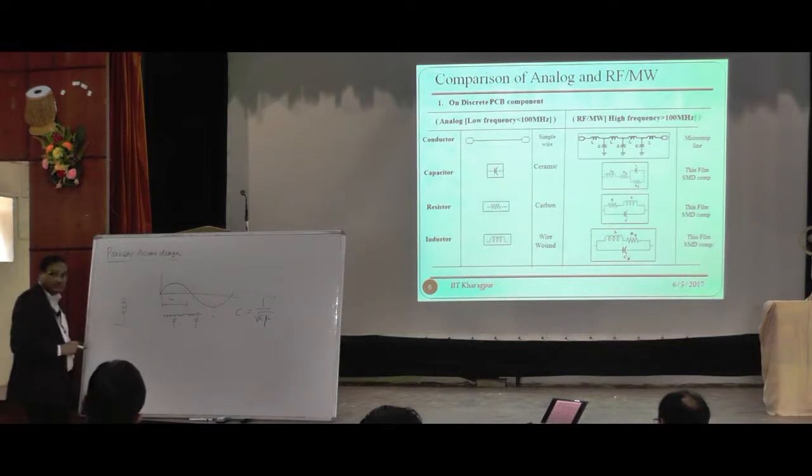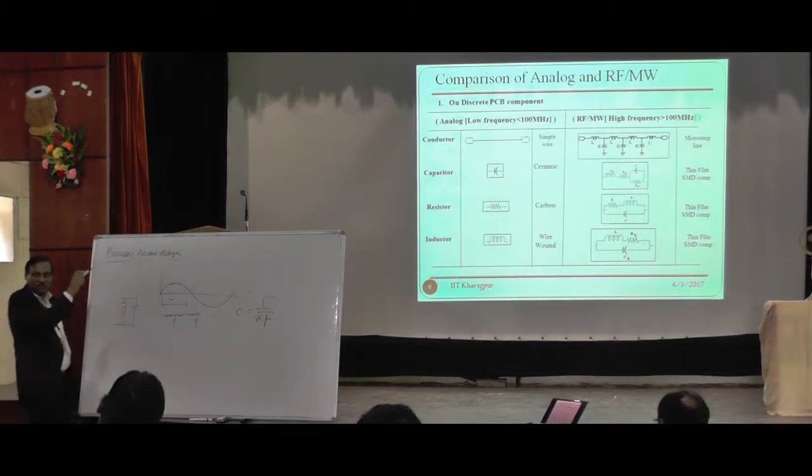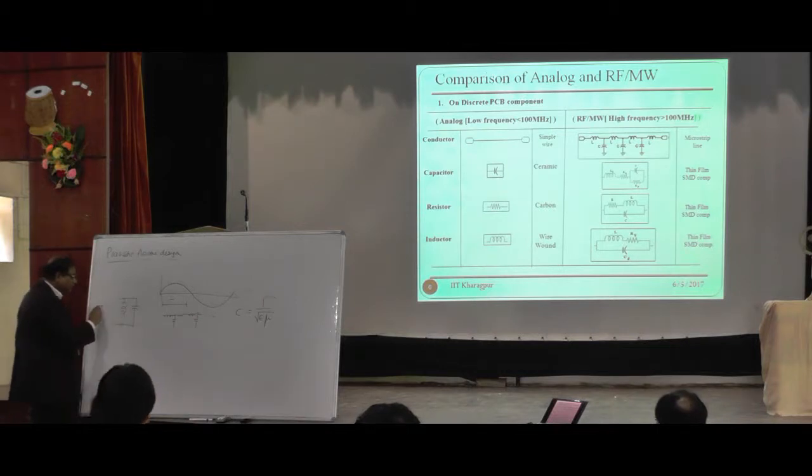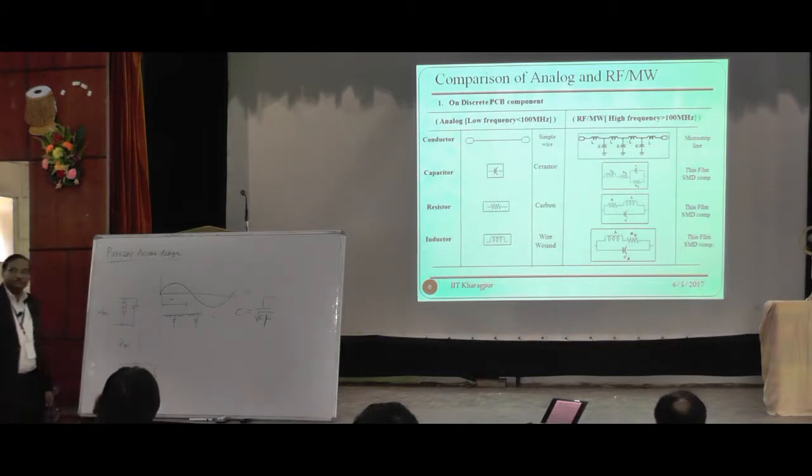Suppose this is an inductor. In your mind it is an inductor. But parasitic, there is a capacitance. Yes or no? Look at that. So now think about, I am looking at the impedance from this side. Now if you plot the impedance versus the frequency, what will happen?